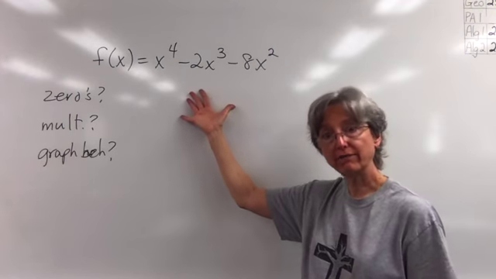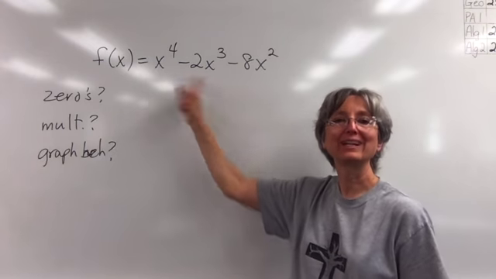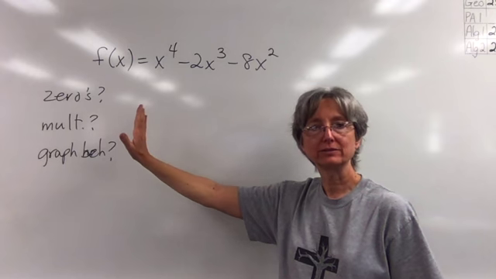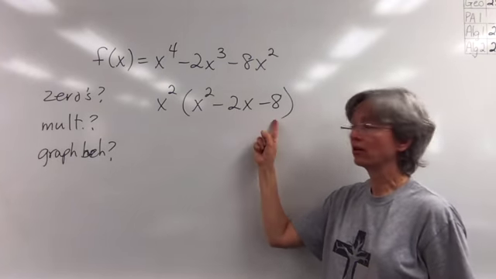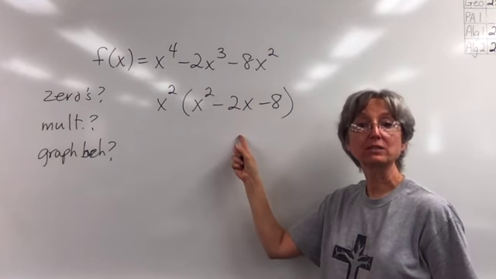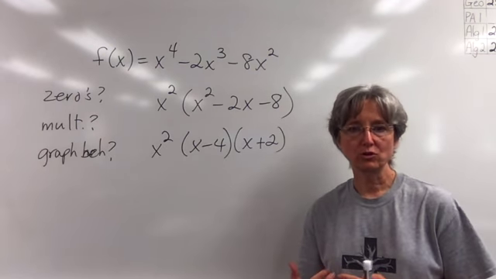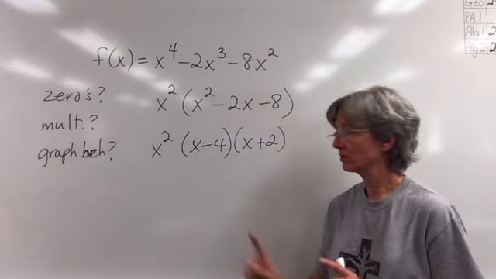So first we're going to factor it like we did before. I'm going to look for something common to all three, and they all have an x squared. So I'm going to factor out the x squared. Now I'm going to look at what's left and factor that. There are factors of -8 that add up to -2. It's x minus 4, x plus 2. Those are those factors.